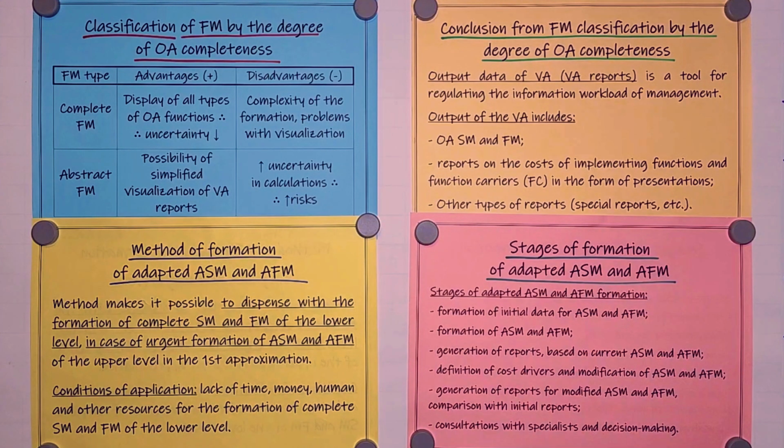According to the results, in the abstract functional model adjusted by adding cost drivers to reduce costs, the number of abstract structural model elements as a rule remains unchanged, and the number of abstract functional model elements of the product component increases to 15-20. An example of the formation of adapted abstract structural and abstract functional models will be considered by us in a separate video of Block 3.